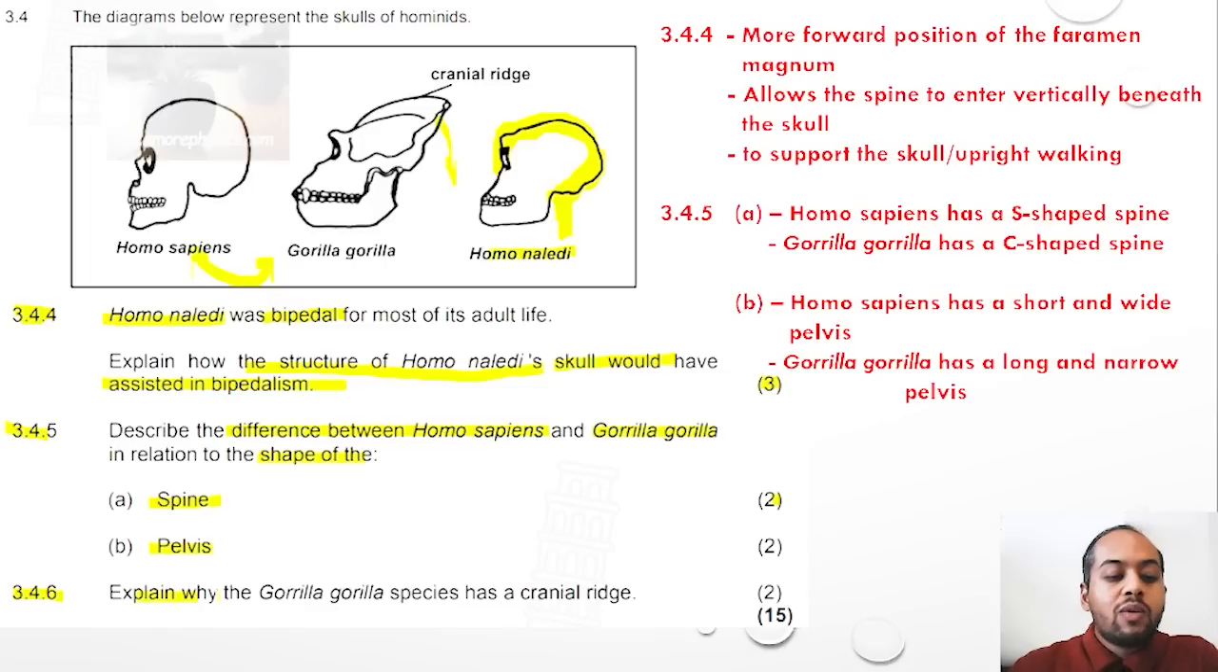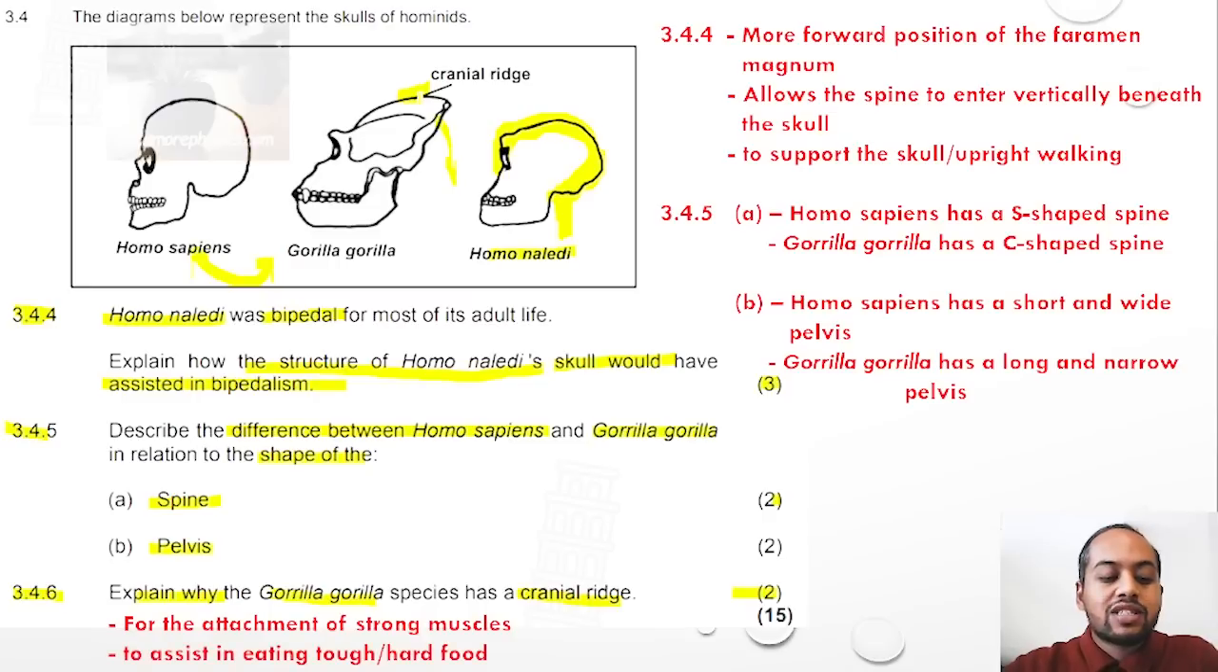3.4.6, explain why gorilla species has a cranial ridge. So why does gorilla species have a cranial ridge? For the attachment of strong muscles to assist in eating tough, hard food. So the cranial ridge is going to assist with those strong muscles that are going to allow them to eat tough, hard food since they have those large canines.